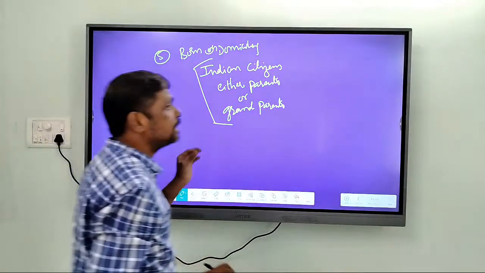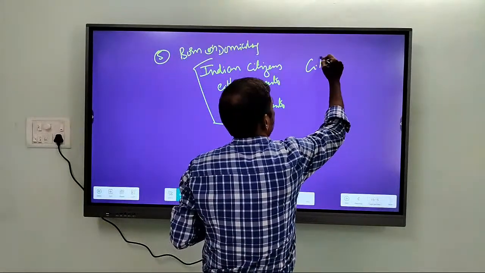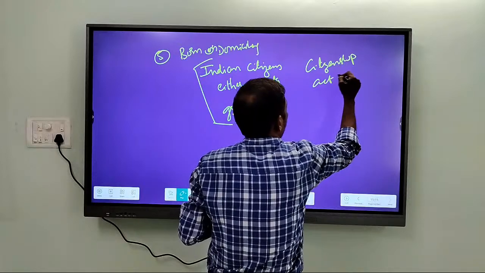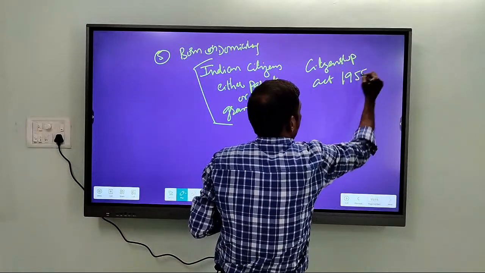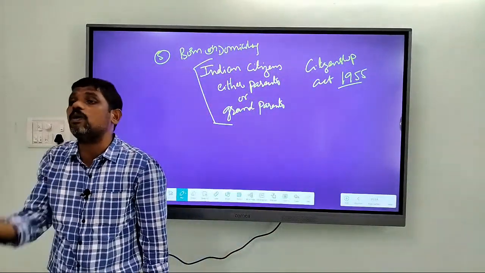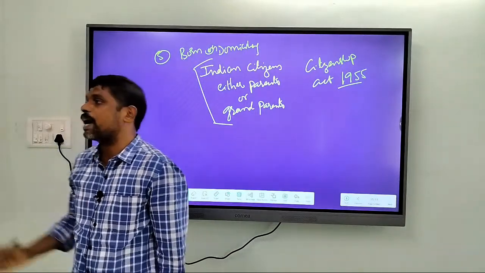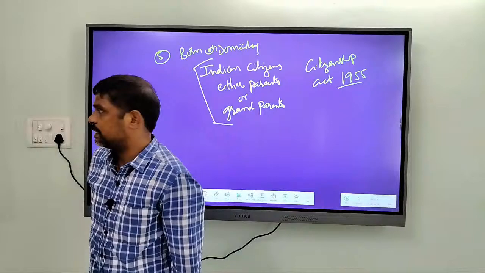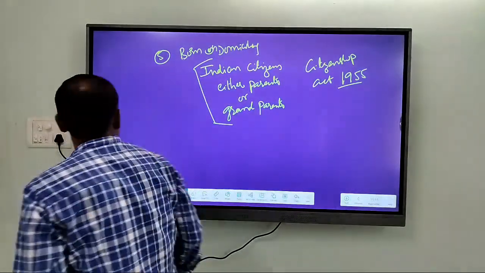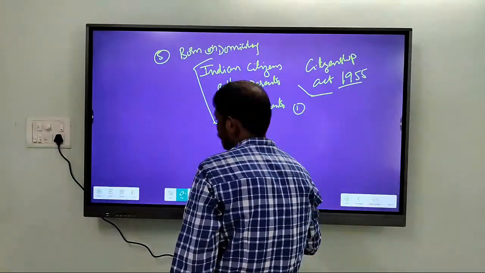So it is the Citizenship Act of 1955 which has defined citizenship and which has provided different grounds for acquiring Indian citizenship. It is this Citizenship Act of 1955 which has provided these different grounds for acquiring Indian citizenship.